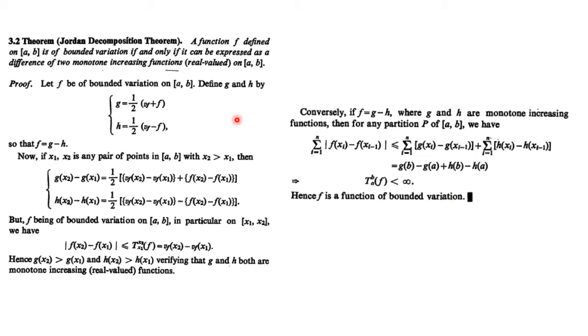So this theorem is very important. This says that whenever our function is of bounded variation, we can always write it as the difference of two monotone increasing functions. Or if some function is given as a difference of two monotone increasing functions, then it is always of bounded variation.